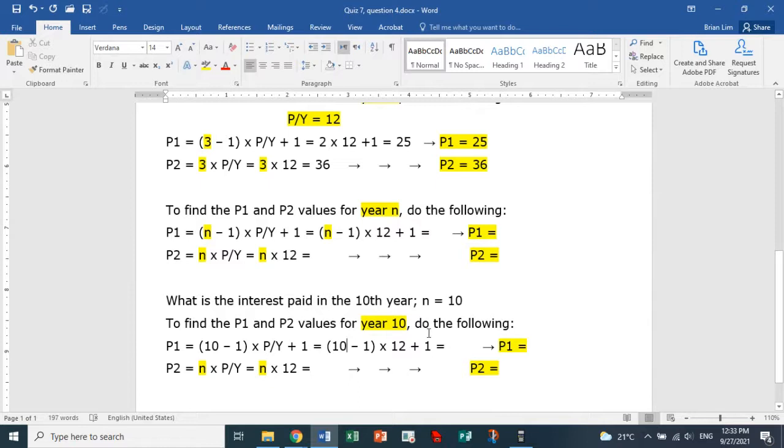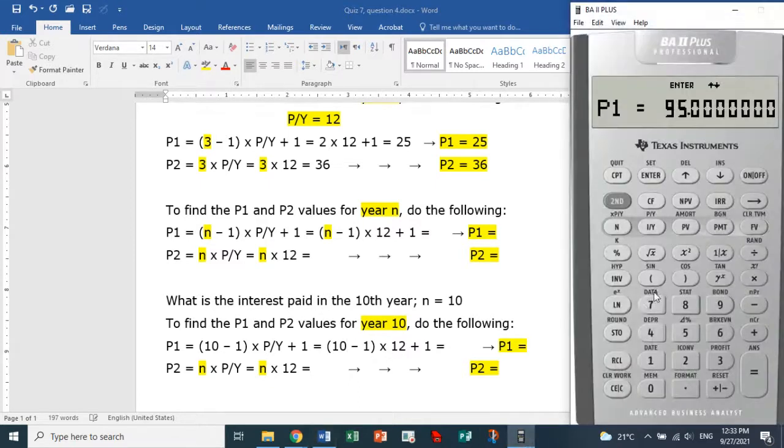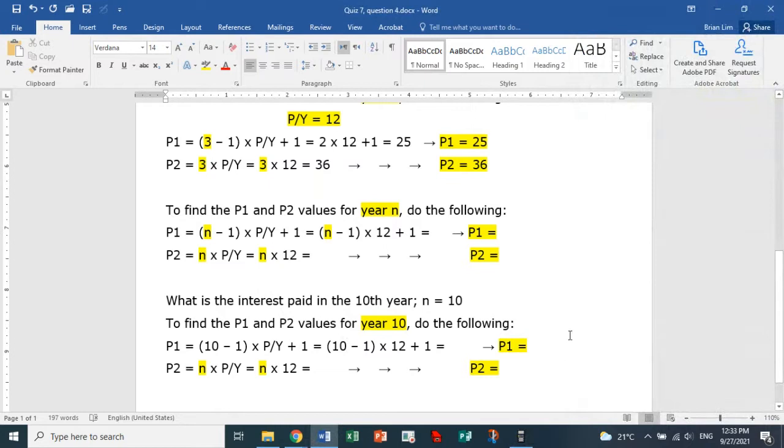Okay, so what would happen here? 10, we could do that on the calculator. Let's come out of there. We'll go 10 minus 1 is equal to 9 times what? 12 plus 1. So that would be 109. So here the number would be 109.